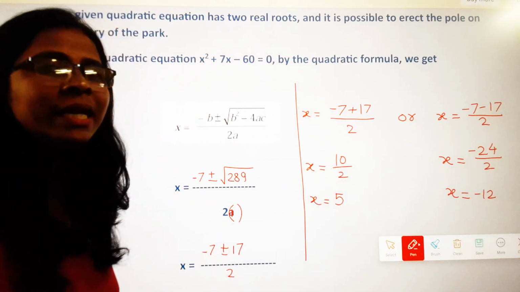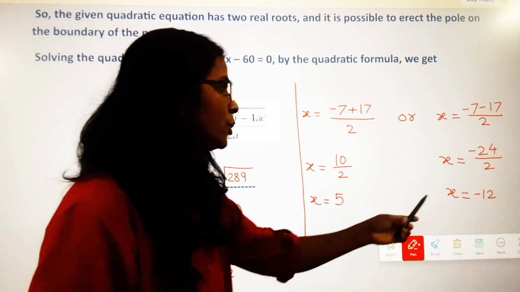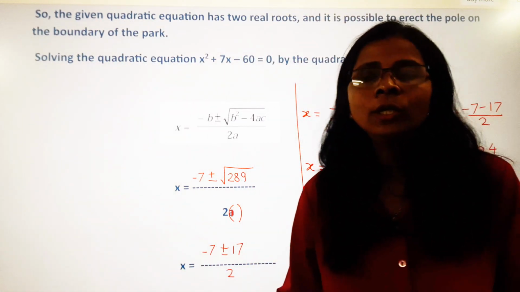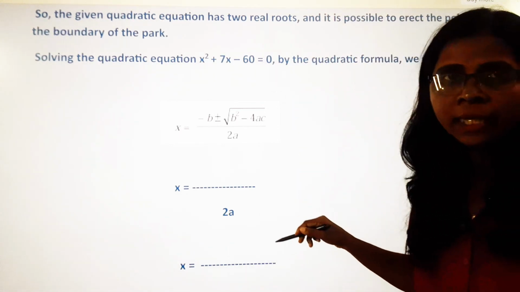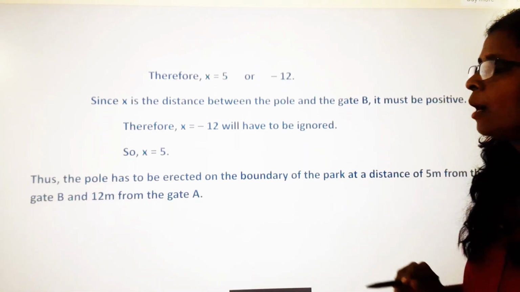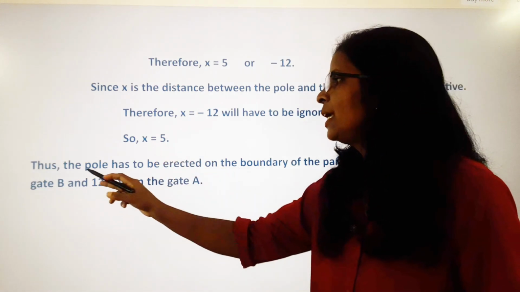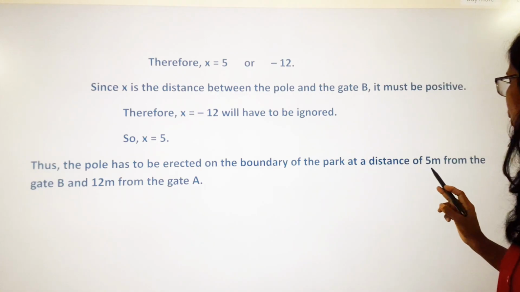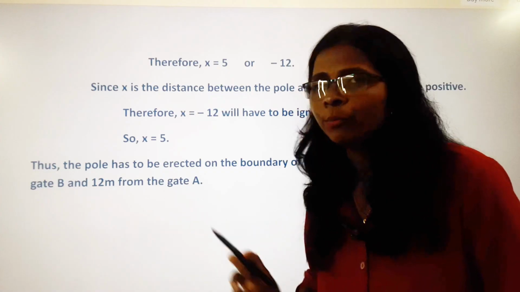Now we can see that the second value of x is minus 12. We avoid that value because the distance could not be negative. So we avoid this negative value, and our value is x equal to 5. That means we can say the pole has to be erected on the boundary of the park at a distance of 5 meters from gate B and 12 meters from gate A.